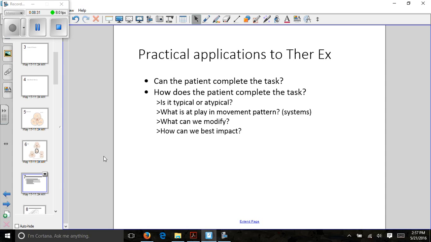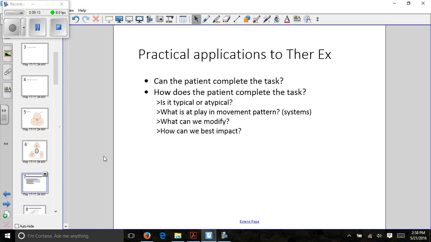Can the patient complete the task? I don't want to give someone a push-up on the floor if I know that they are below a 3 for their triceps, okay? Then I want to look at, if the patient can complete the task, how do they complete the task? Are they moving typically or is it atypical? What is going on? Why does the movement look atypical to me? Is it because they have a brain injury and it's their patterning? Do they have a cerebellar problem? So the movement is jerky and uncoordinated.